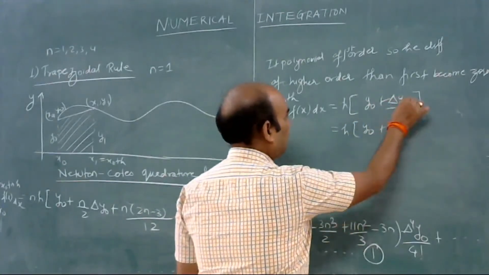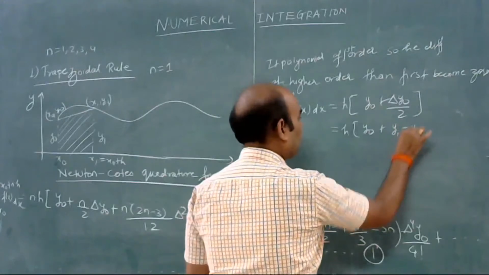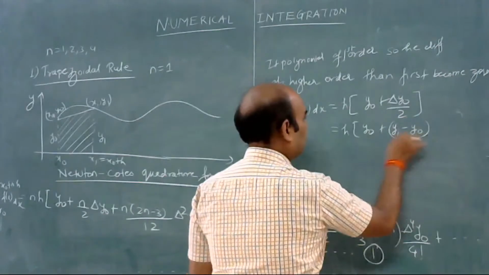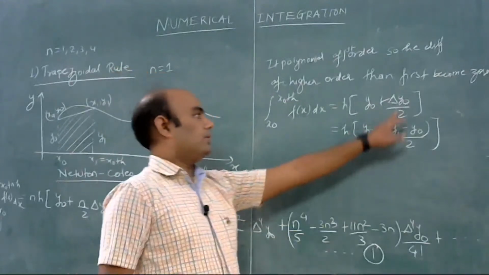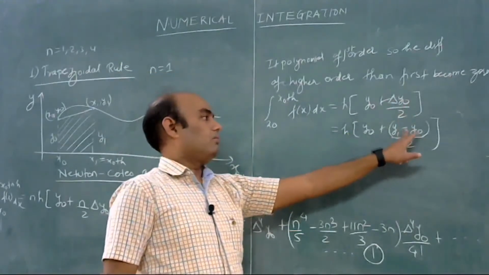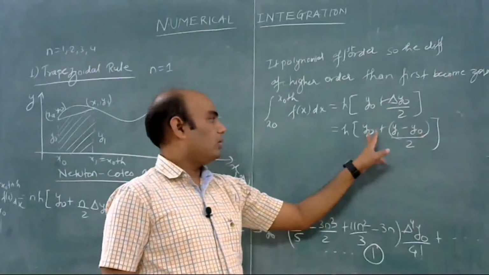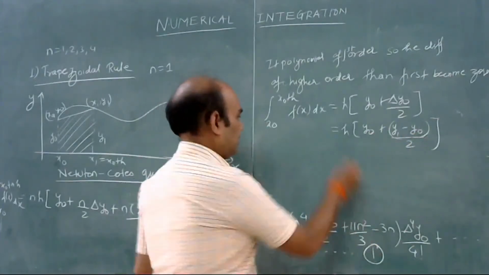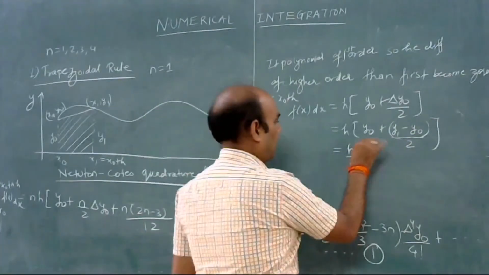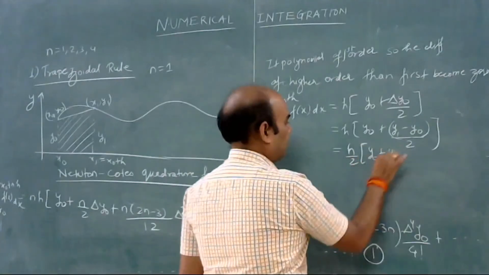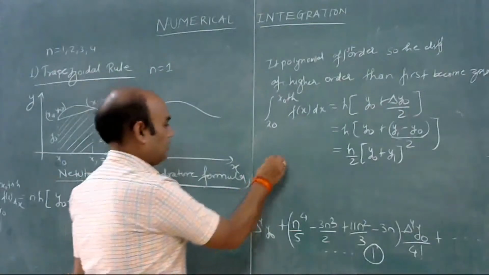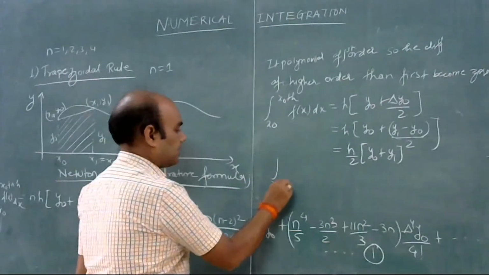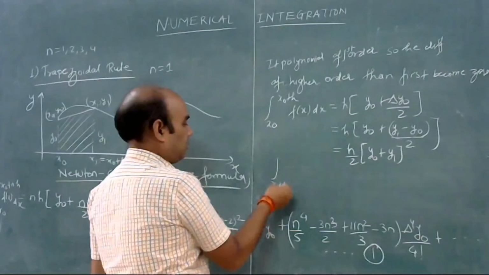So del y0 is the first forward difference, so del y0 is y1 minus y0. So this is y0 plus half of (y1 minus y0), so this will be h by 2 times (y0 plus y1). Similarly, we can find the next interval from x0 plus h.